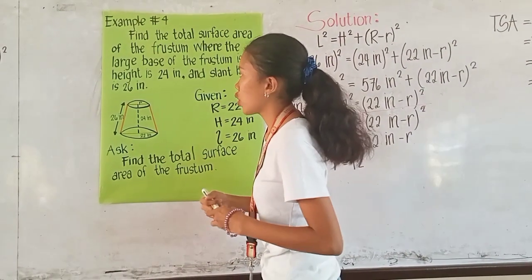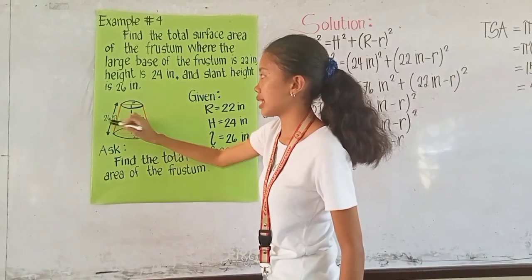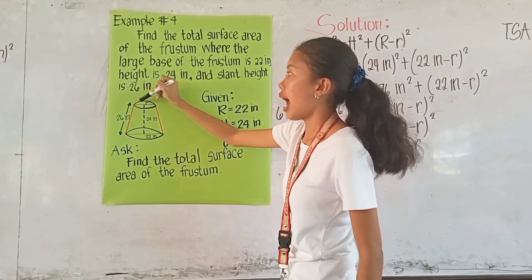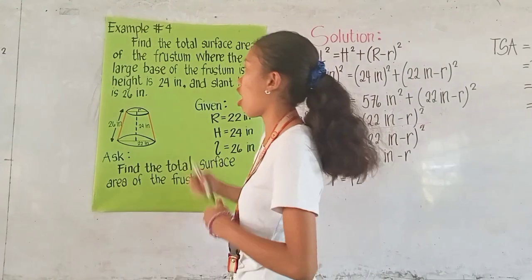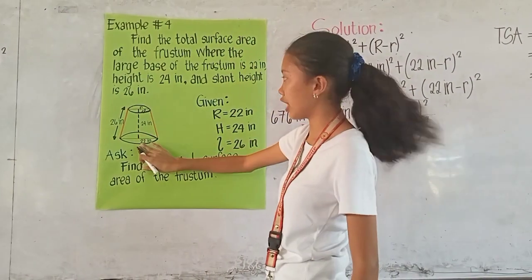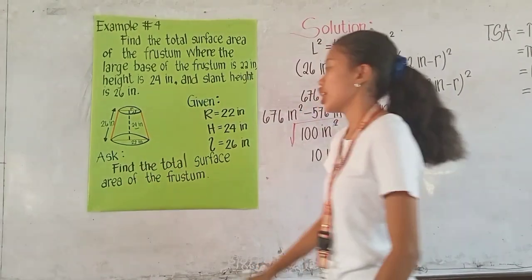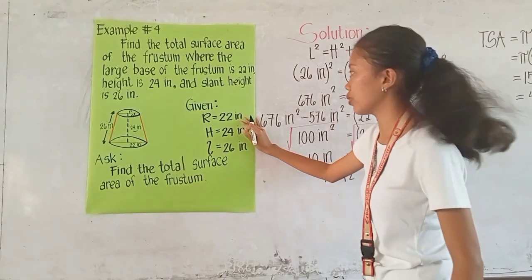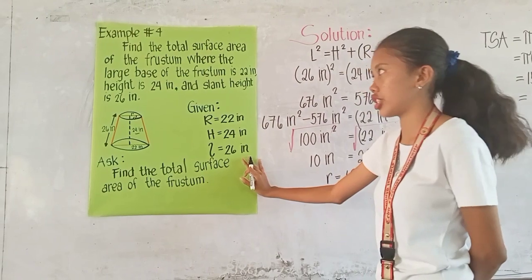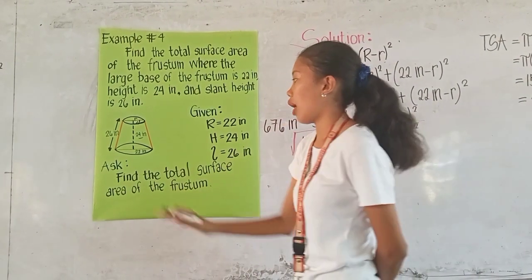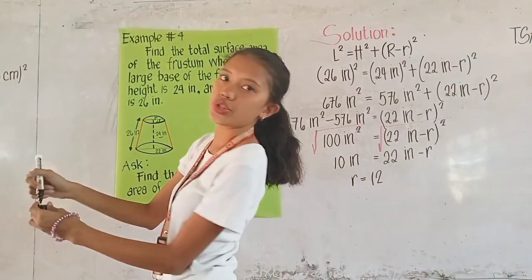So, if this were a cone, the slant height is 26 inches, and then we assume the upper base, since it was not given, is just r, and then the height is 24 inches and the lower base is 22 inches. So given: R equals 22 inches, height equals 24 inches, and slant height equals 26 inches. What is asked? Find the total surface area of the frustum. So let's proceed to the solution.